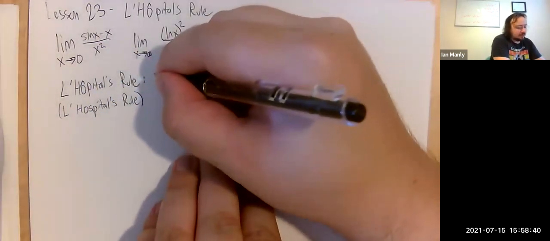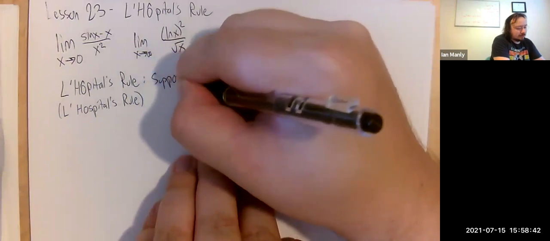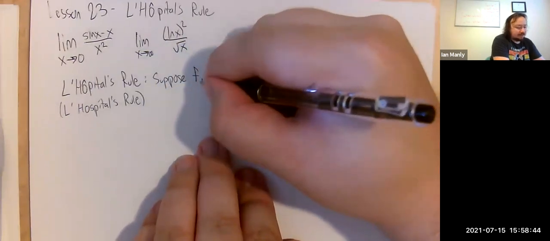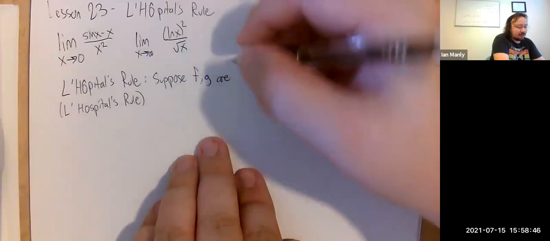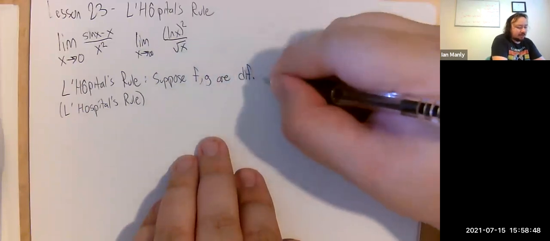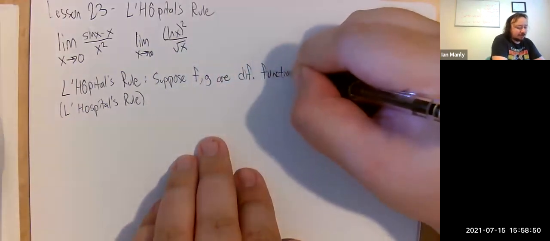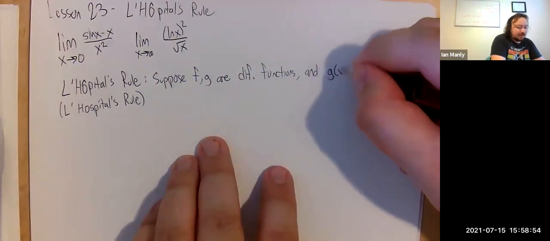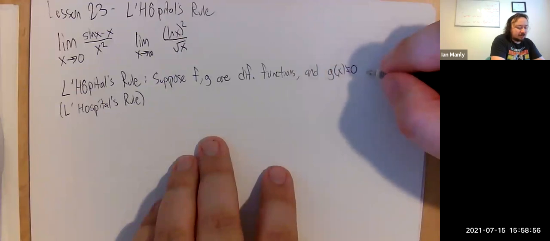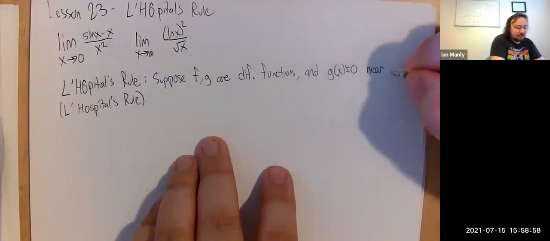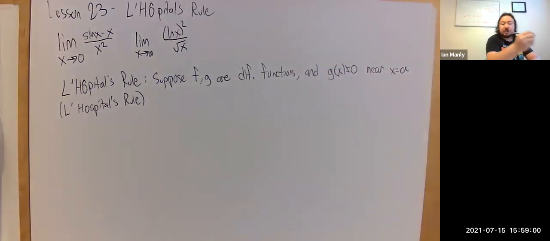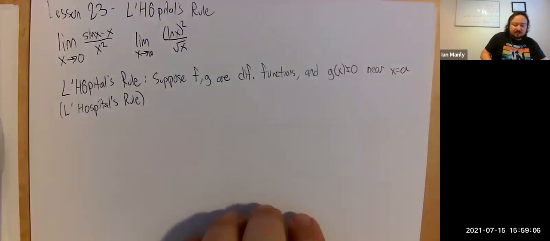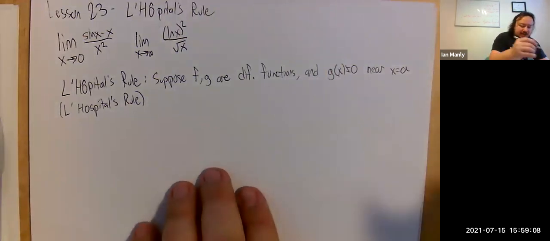So suppose we have f and g, and we want these to be differentiable functions, and we want g of x to not equal 0 near a point x equals a. Although it could equal 0 at a, it just can't be 0 near a. Okay, then what do we have now?